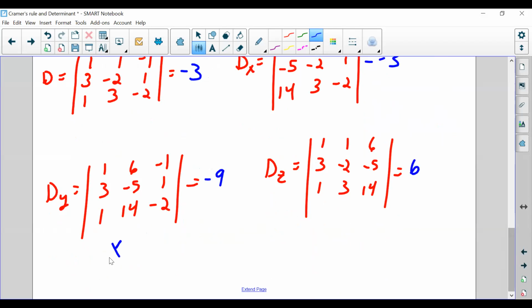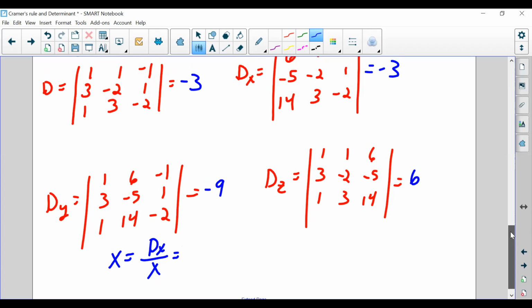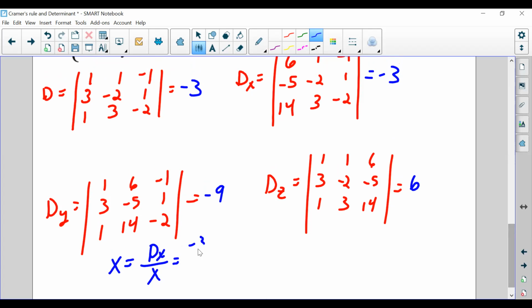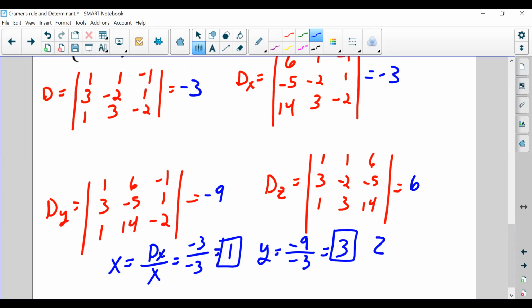So to find x, I take d sub x divided by d. So what's d sub x? Negative 3 divided by negative 3 equals 1. Okay, so y, d sub y, negative 9 divided by d, which is negative 3, equals 3. Okay. I can box these in so I don't lose them. To find z, take d sub z, which is 4, divided by d, which is negative 3.